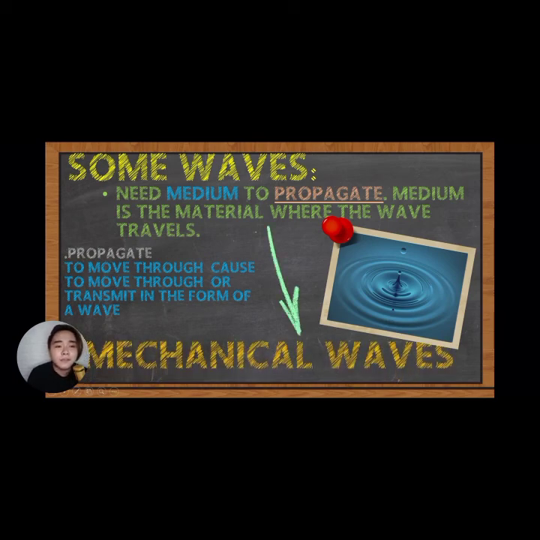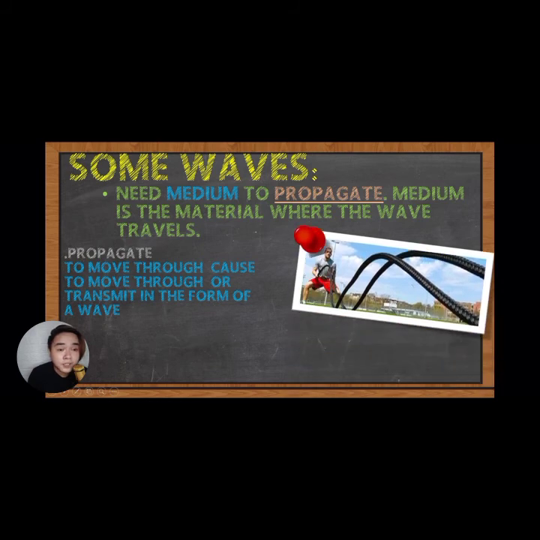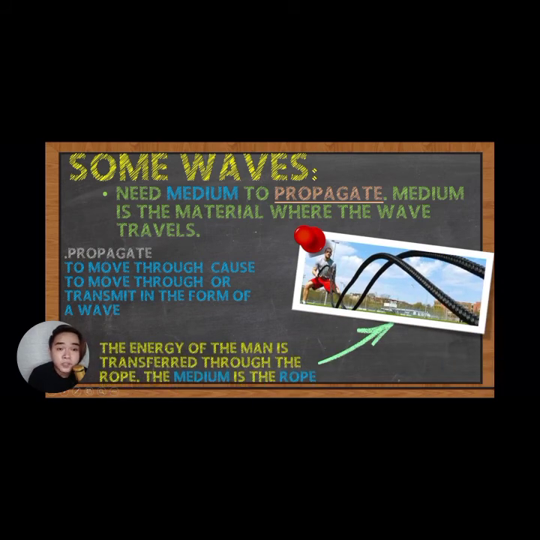Let me give an example. Just like in the picture, a water drop on the surface of water will create water waves. And the energy is carried by water. So the medium of those waves is the water. Another example is this man. The energy of the man is transferred through the rope and the medium is the rope.